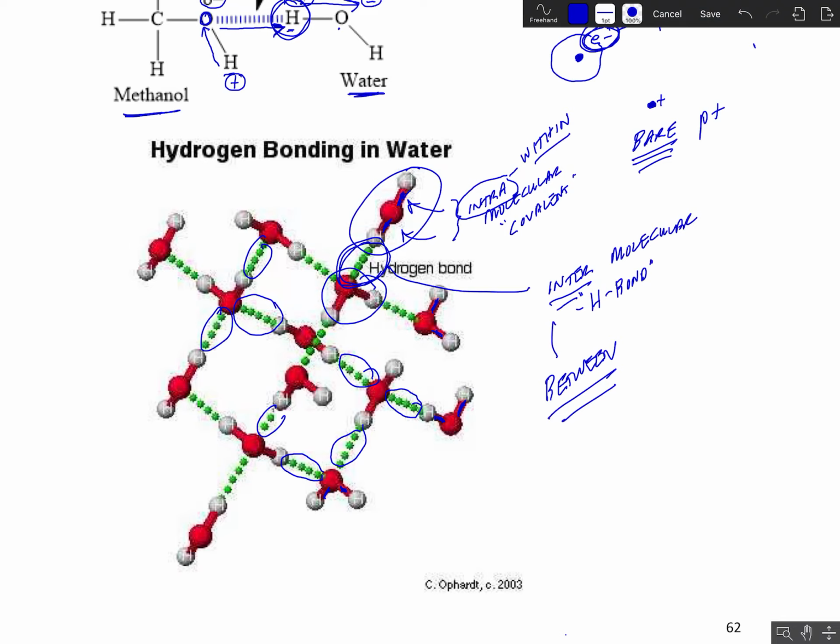And so long as hydrogen is bonded to either nitrogen, oxygen, or fluorine, the three most electronegative elements of all, we can have that bare proton that exists. And another nitrogen or oxygen and fluorine from a separate molecule can get really close to that bare proton and form a strong intermolecular force.